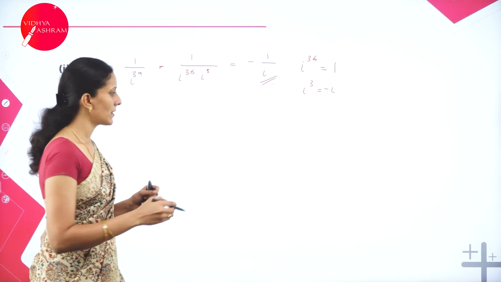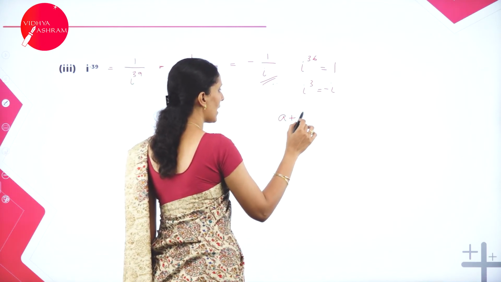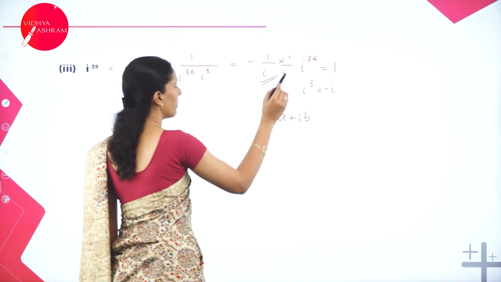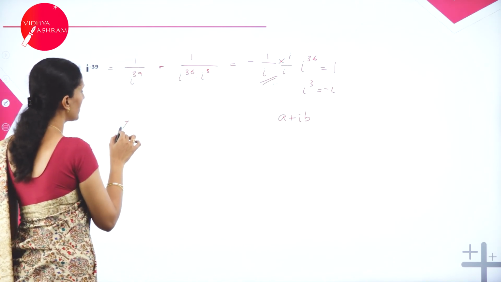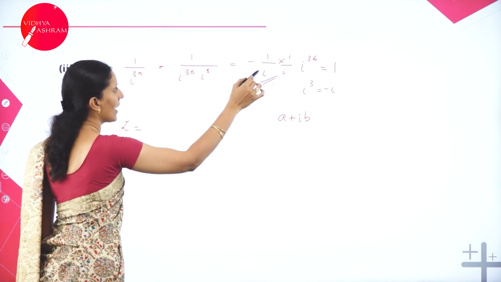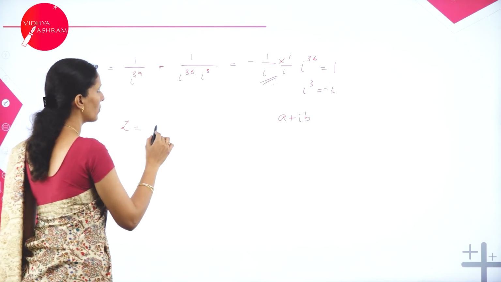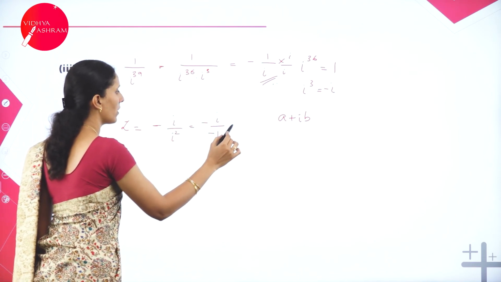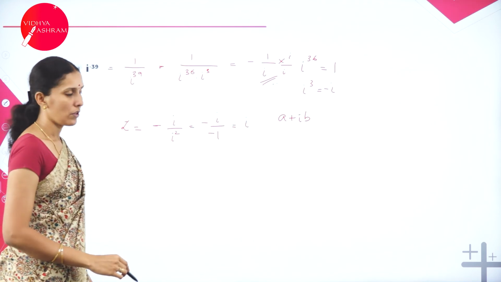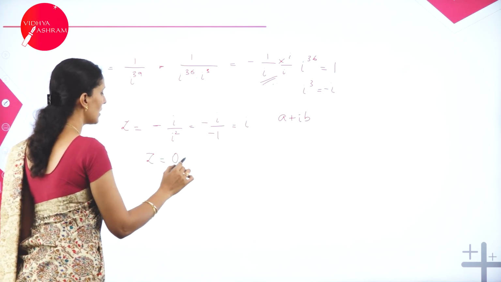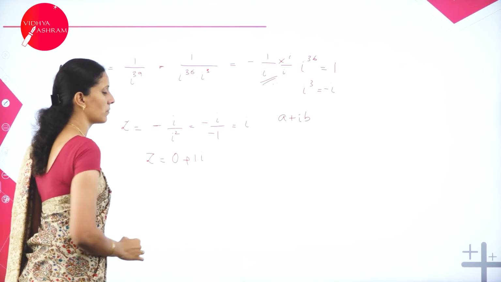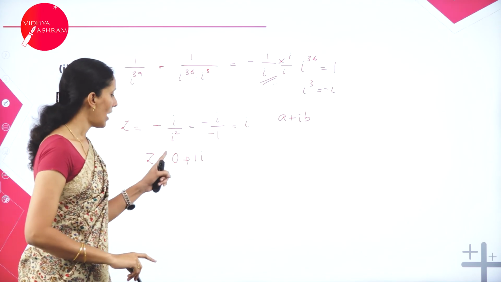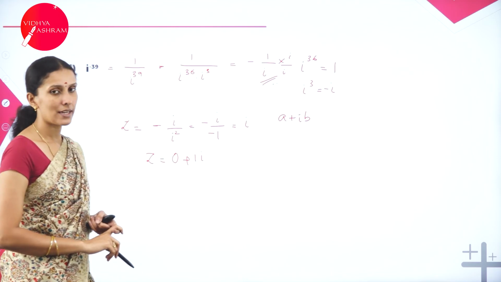But here I need to express it in the form of a plus ib. That means i should be in the numerator. So for that purpose, I'll multiply and divide by i. Then this can be written as z is equal to, so here i into i is again i square, that is minus i by i square, which is nothing but minus i by minus 1, which can be written as i itself. So therefore z is equal to 0 plus 1 into i. If you have only i, that means the value of b is 1 and the real part is 0. So therefore we have expressed it as 0 plus 1 into i.